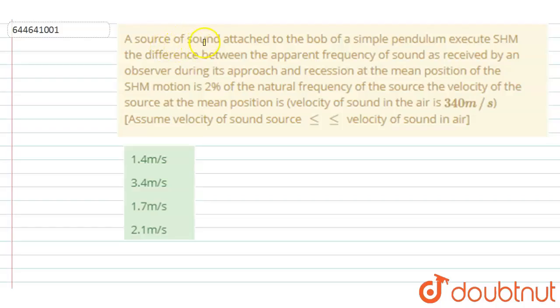Hello everyone. A source of sound attached to a bob of a simple pendulum executes SHM. The difference between the apparent frequency of the sound as received by the observer during its approach and recession at the mean position is 2% of the natural frequency of the source. The velocity of the source at the mean position is, you have to find out.